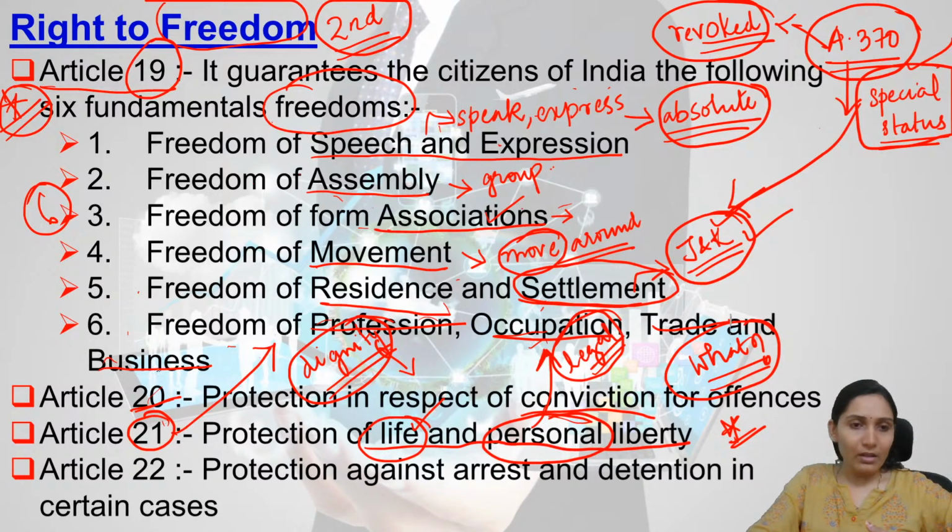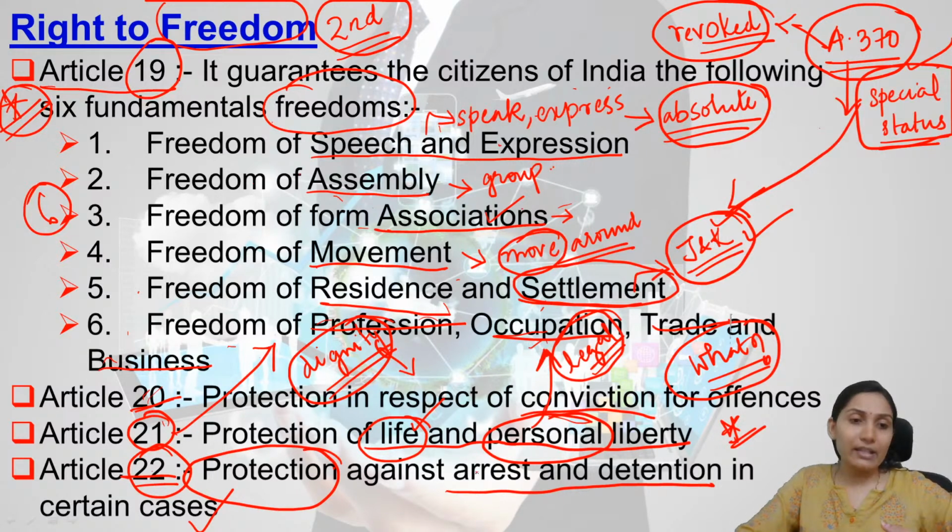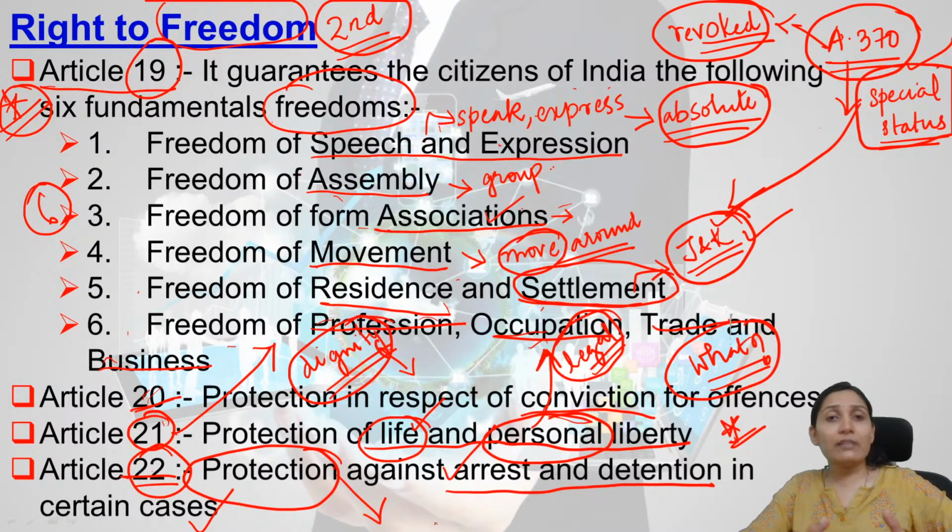Next is Article 22, which guarantees protection against arrest and detention in certain cases. When a person is arrested, the person should be informed about the reason for the arrest. During detention, the person has the freedom to take the legal advice of an advocate that he or she wants, and also has the right to get bail. So these are all fundamental rights of individuals.